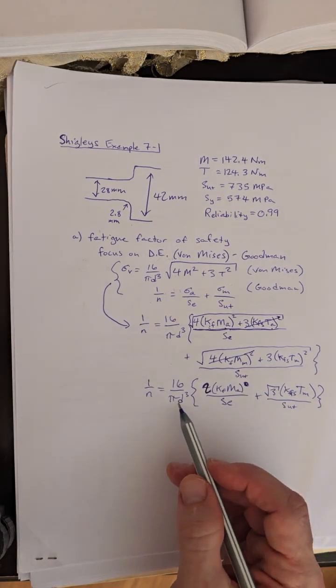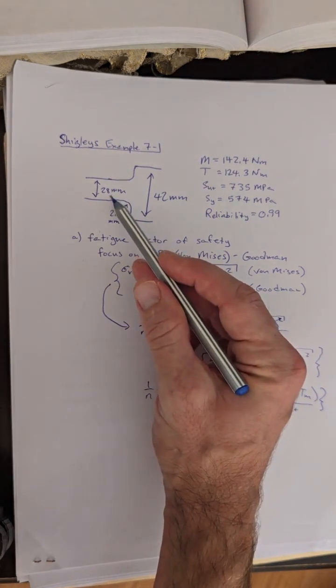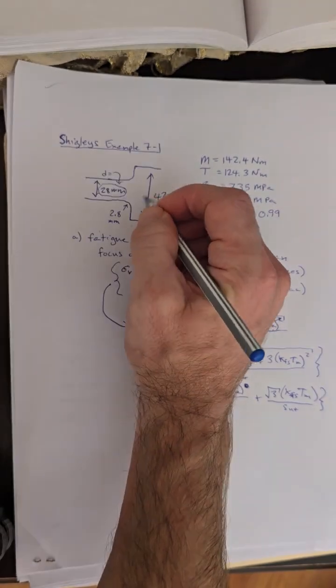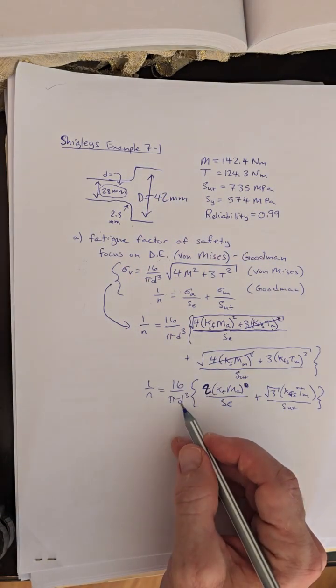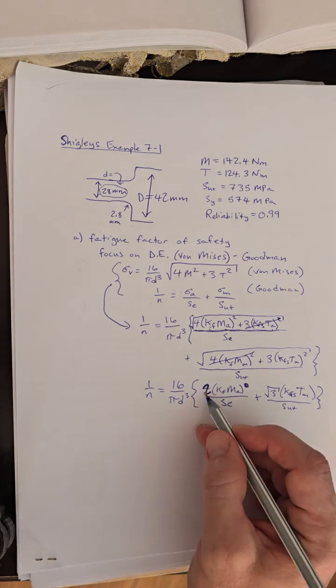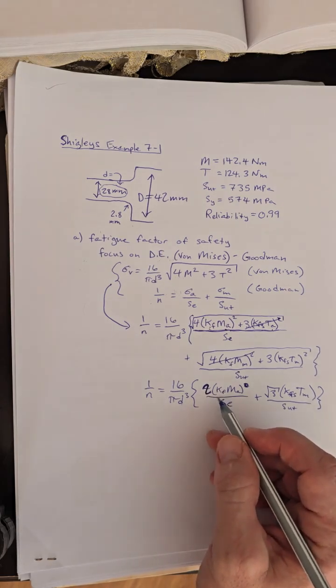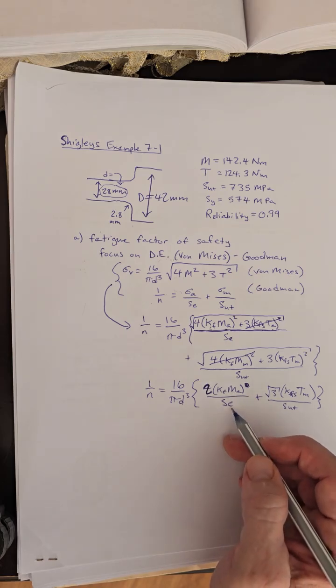So this tells us what we need to go find. We already have the diameter. Which diameter is going to be the worst scenario? It's going to be the small one. So that's our d, and this is our big diameter. So that's going to be the 28 millimeters in there. Then we have 2 times the stress concentration factor, which we're going to have to go find, and the alternating moment over the endurance limit, which we'll also have to find.